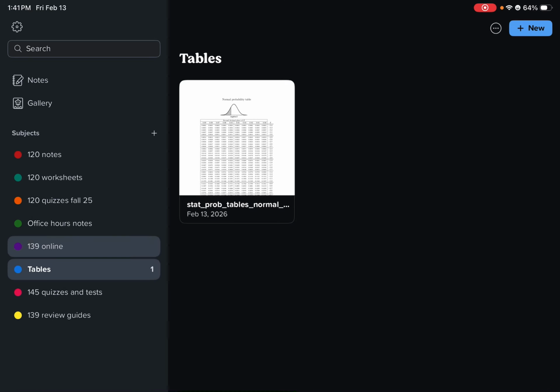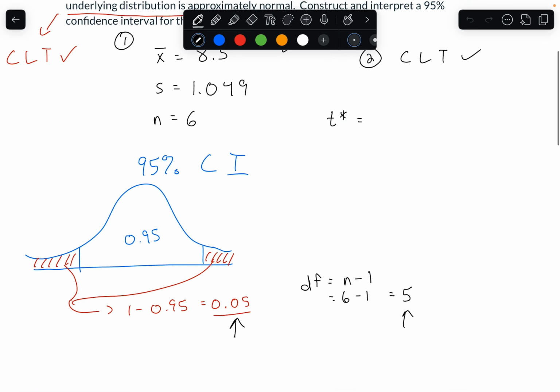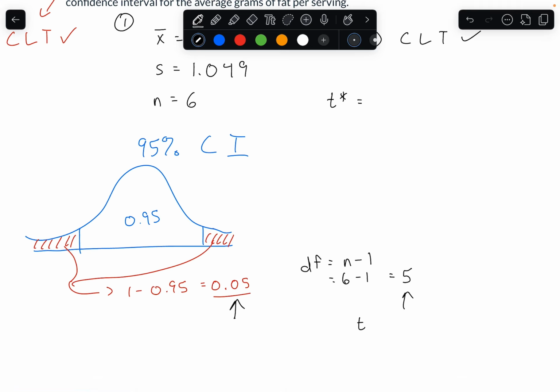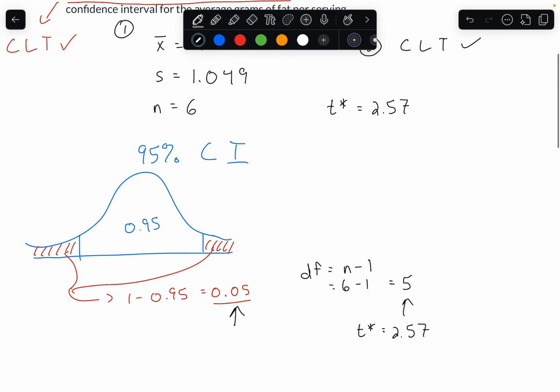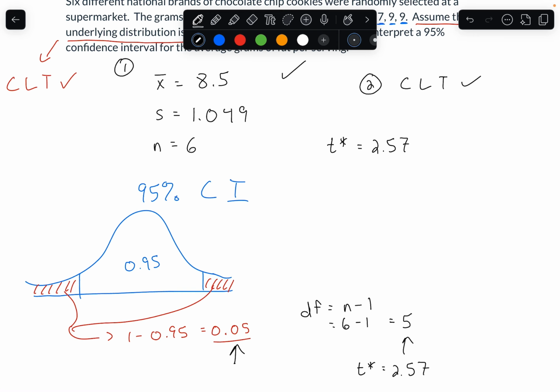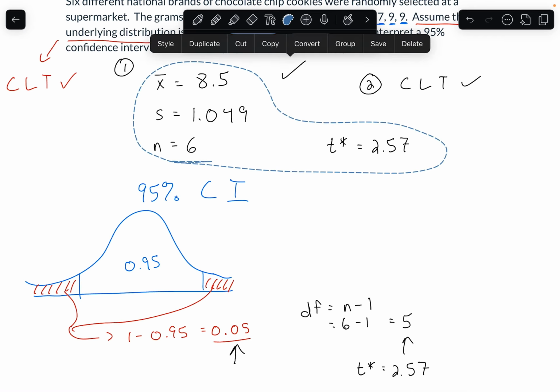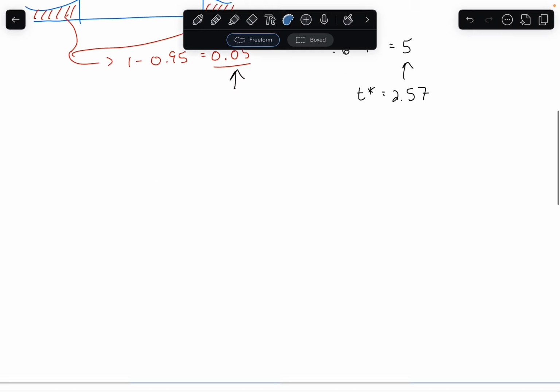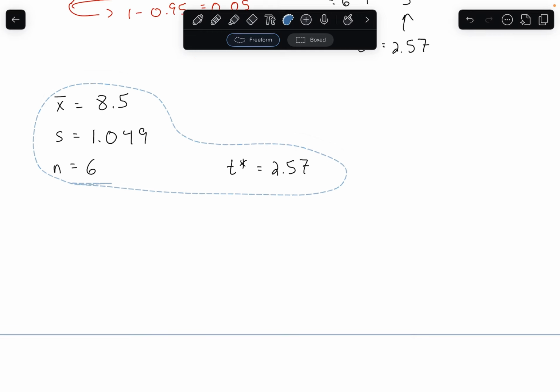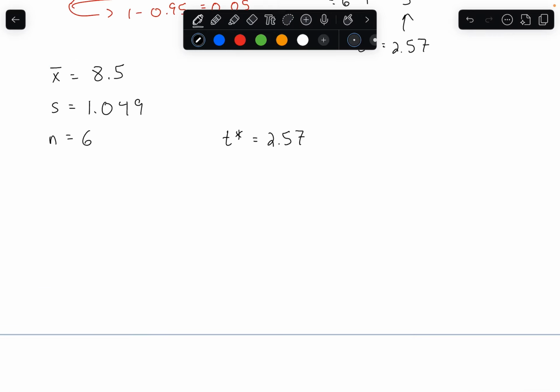So let me hop back one last time. My T star is equal to 2.57. Cool. So at this point, I have everything I need. I have X bar, I have my standard deviation, I have n. I'm ready to go and start my calculation then. So just so that I have all this information in front of me, I'm going to copy and paste this. So let's bring this down right here. So I have all of my relevant information right here.